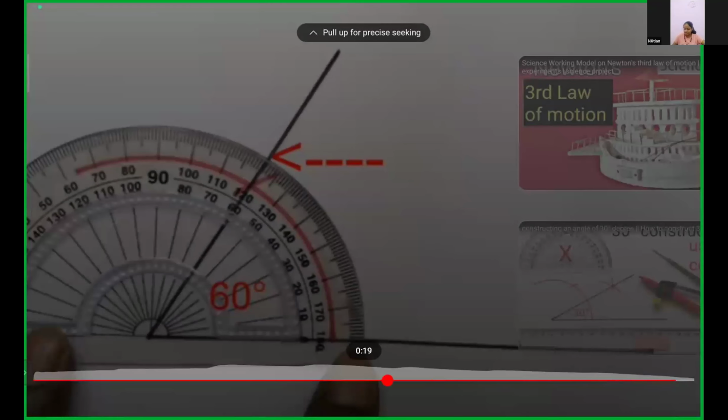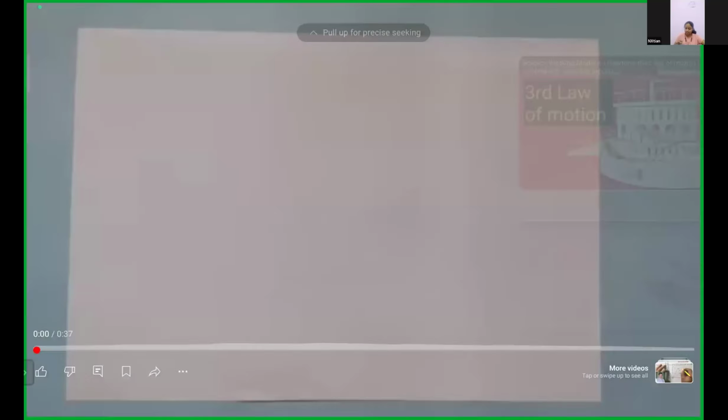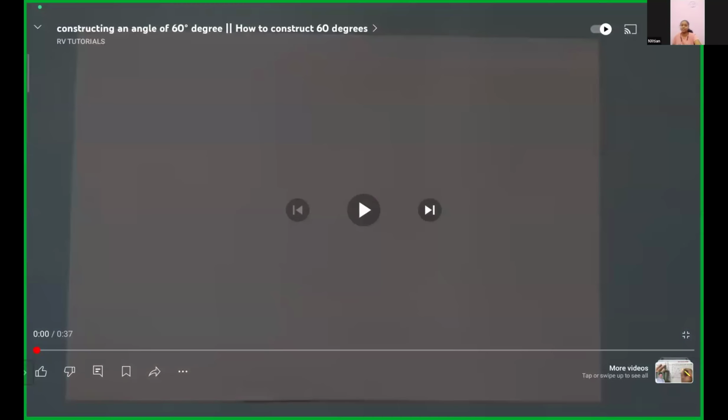Ma'am, the 90-degree one is more complicated than the 60-degree one. Yeah, for 90 degrees, first you have to construct 60-degree and 120-degree angles, and then with those, you will construct 90 degrees. So one by one, we'll learn everything. It will become 180 degrees and then you do it in half. That's right. Showing it again.